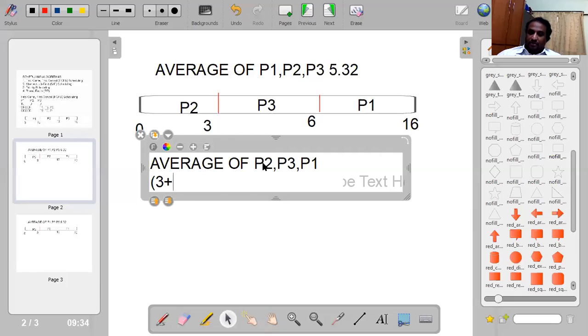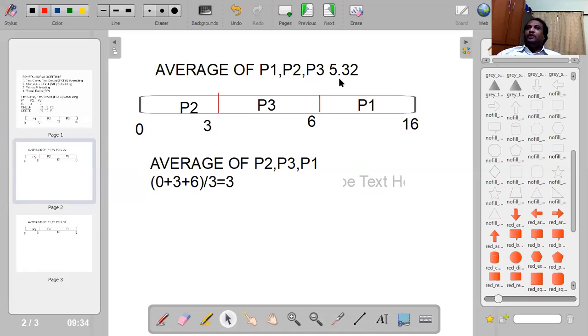We have something like 0 plus 3 plus 6, which is 9, divided by 3. It is going to be 3 seconds. Whereas for the first one, it is 5.33.